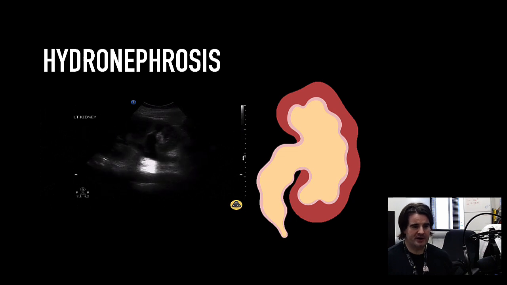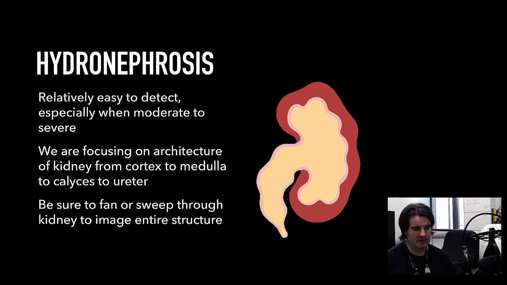Let's go on to the juicy part here, hydronephrosis. Hydronephrosis is a pretty straightforward skill. In most patients, it requires a curvilinear probe with some solid acquisition tips. We're going to focus on the anatomy here of kidneys, looking for gross irregularities. It's also important to fan through the kidneys to ensure complete acquisition.